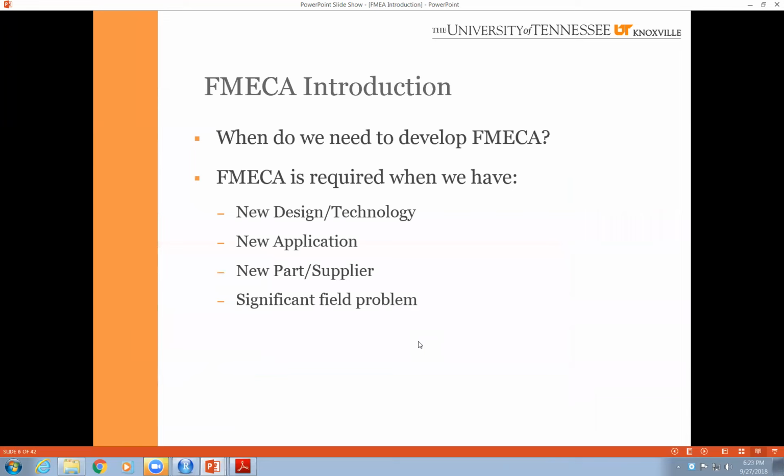When do we do it? Typically, you have a new design or technology, maybe new applications. So you have a component, let's say a compressor or an air motor used at 100 degrees, but maybe you're going to start using 150 degrees. You need to assess some of the potential failures that could happen. New parts, suppliers, some field problems, you can use the tool as well for lookups and so on.